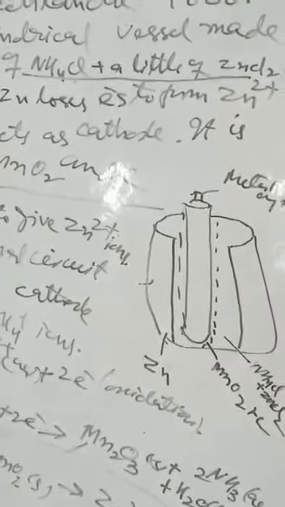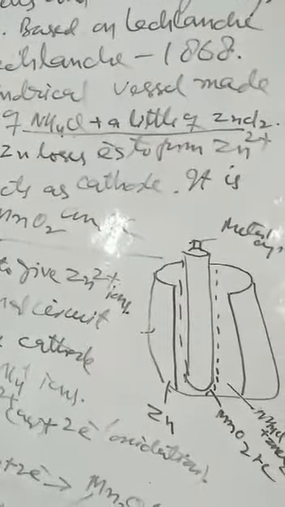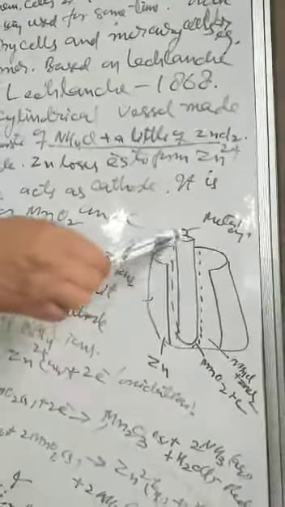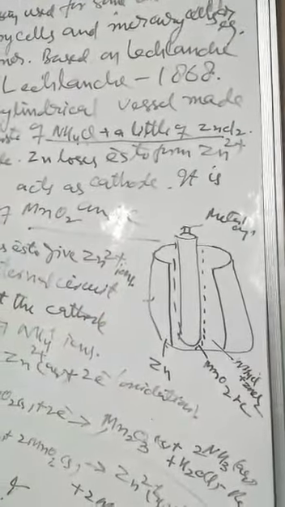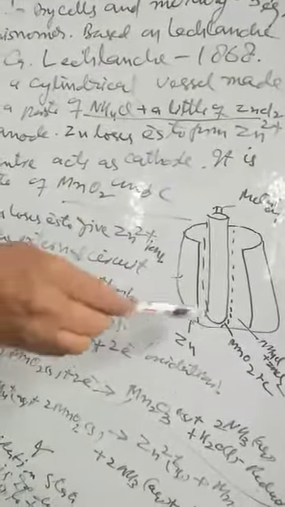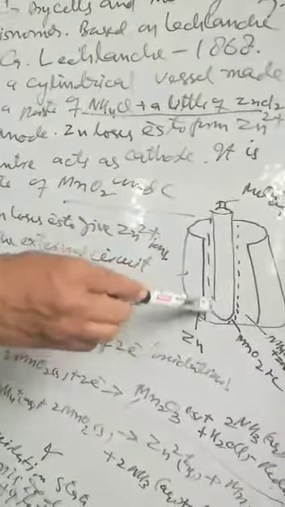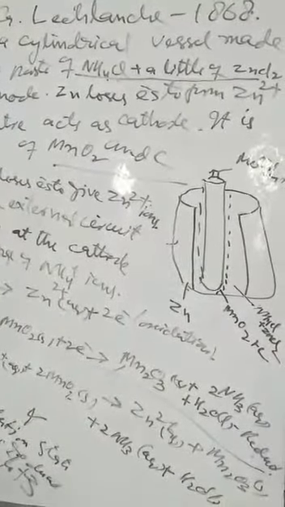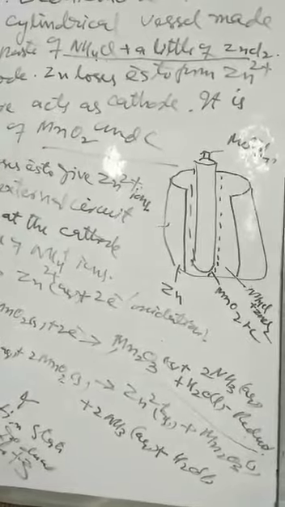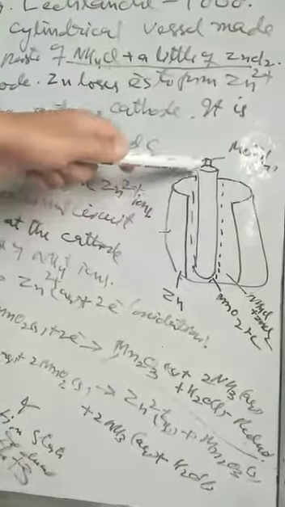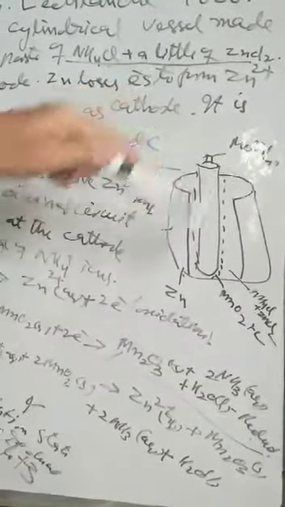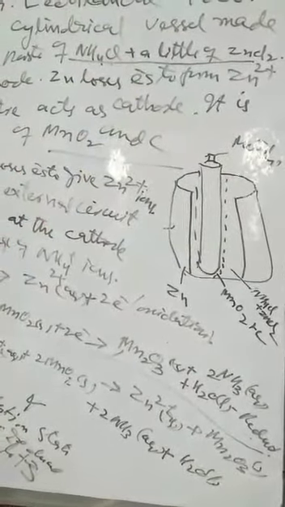Here zinc loses electrons and undergoes oxidation. These electrons are then transferred to the cathode. What is the cathode? A carbon rod in the center. Here we have a carbon rod in the center which acts as the cathode. It is surrounded by a paste of manganese dioxide mixed with carbon particles or carbon powder. So this surrounds the carbon rod, and this whole thing is put in the vessel. The vessel is made up of zinc, which contains a paste of manganese dioxide, and which contains a paste of ammonium chloride and zinc chloride.